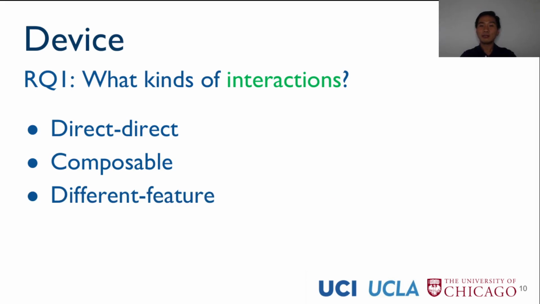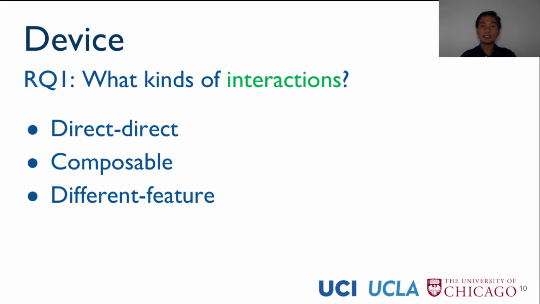Third, different feature interaction. This category is also interesting. At first, we plainly thought that all app pairs that write to the same device would behave like the Fire CO2 Alarm and Lock It When I Leave apps. Namely, they have a conflict when controlling the same door lock.